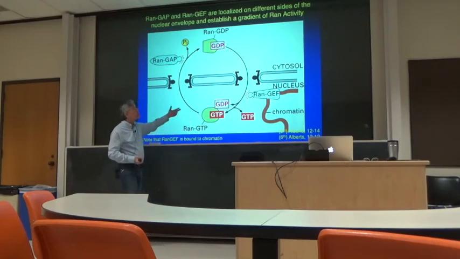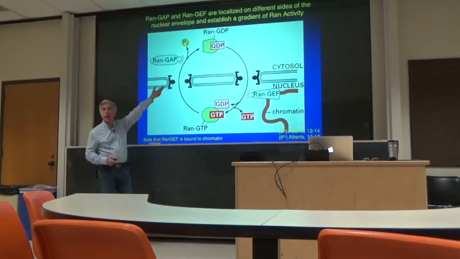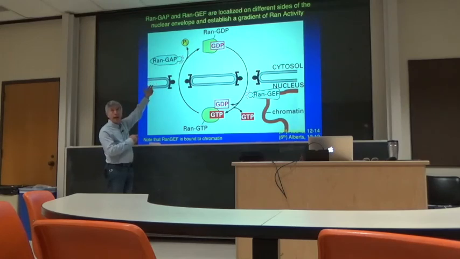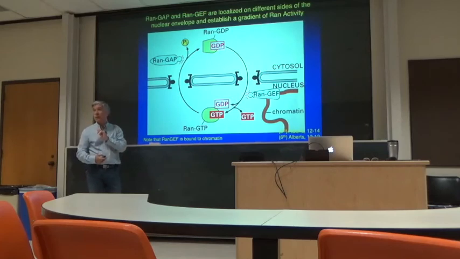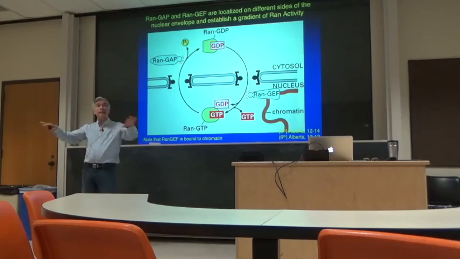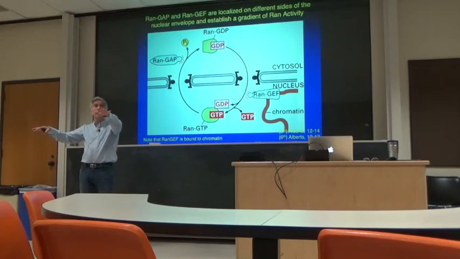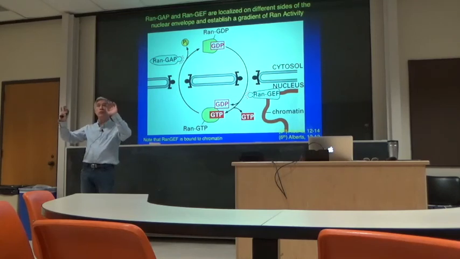If RAN happens to make its way to the cytosol, on the other hand, it will interact with RAN-GAP, which will kick it so that it hydrolyzes the GTP. And now it will be in the inactive state, and it cannot interact with anybody. All right? So we have set up, I don't like to call it a gradient, but it's often described as such, a gradient of RAN activity. RAN is active inside the nucleus, and RAN is inactive on the cytosolic side, simply by localizing those two accessory proteins in those two different locations.